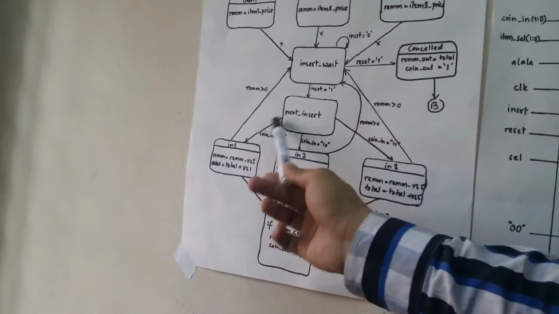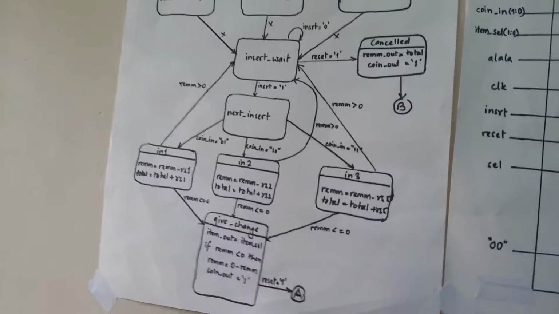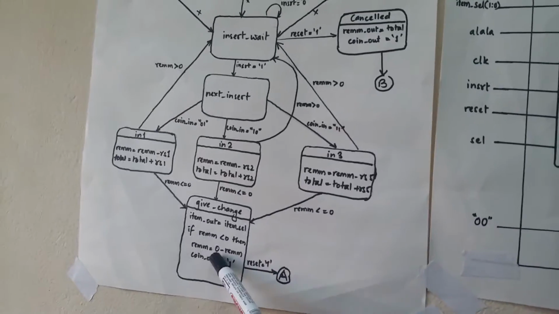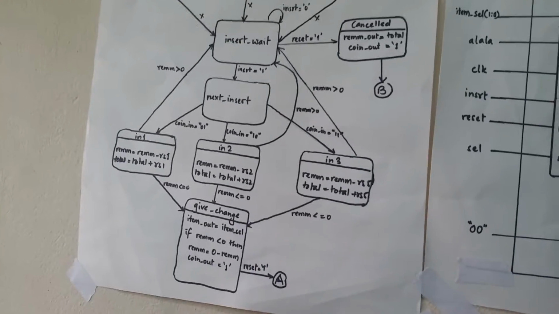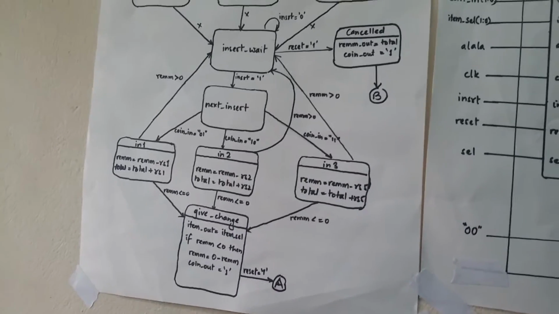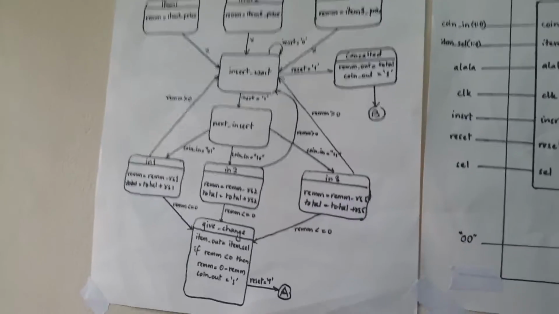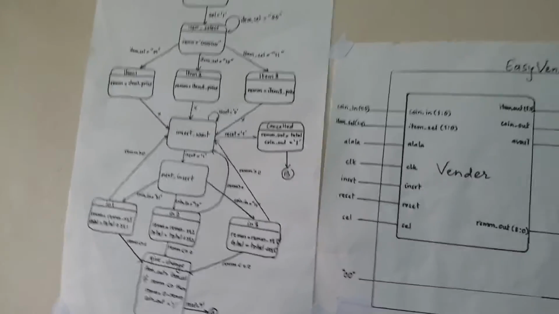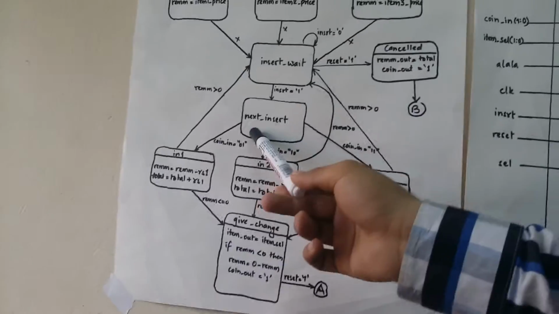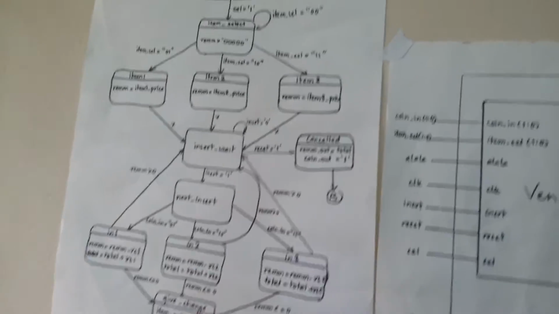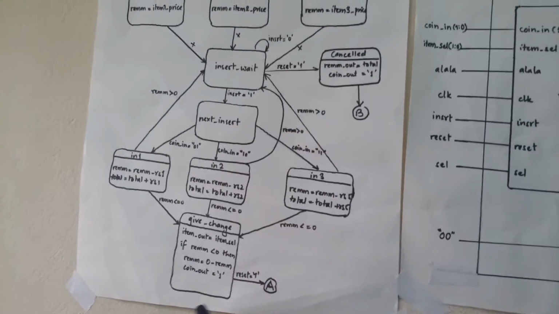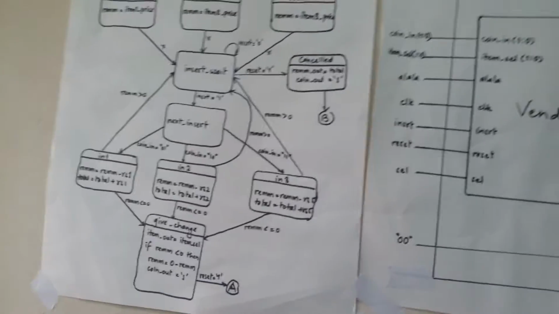Next, after a coin has been inserted, the machine will enter give change state. In this state, it will check if the amount inserted has been enough to give the item or not. If not, then it will go back to insert wait, else it will give the output.